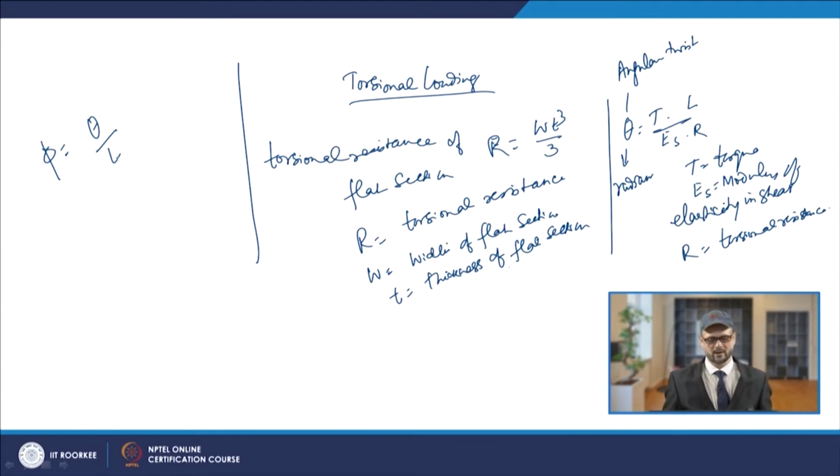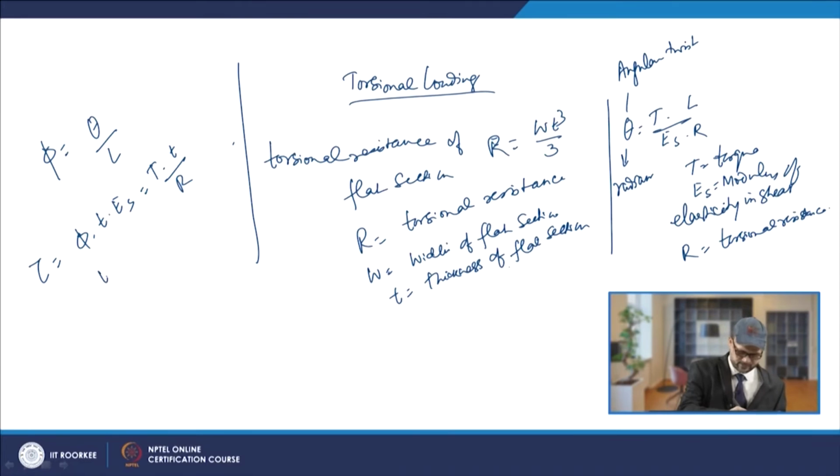Once you know this unit angular twist, by dividing theta with L, you can find the resulting shear stress on the surface. The resulting shear stress tau will be the unit angular twist times t into Es, that is t into T upon R. Basically here, t becomes the thickness of the section.